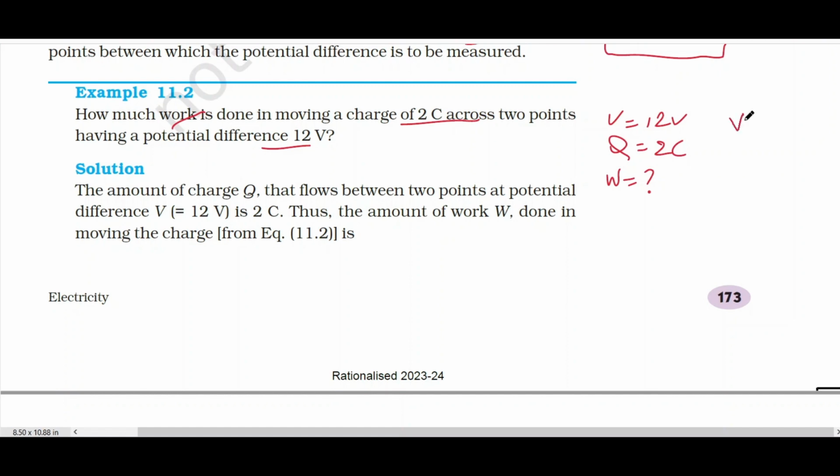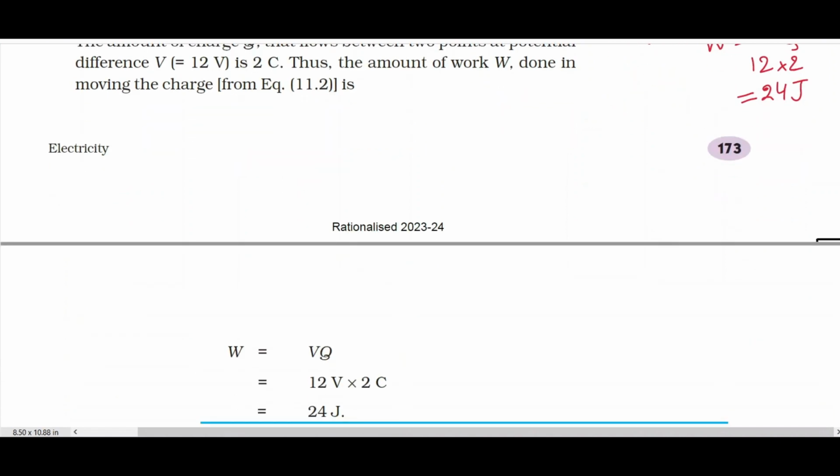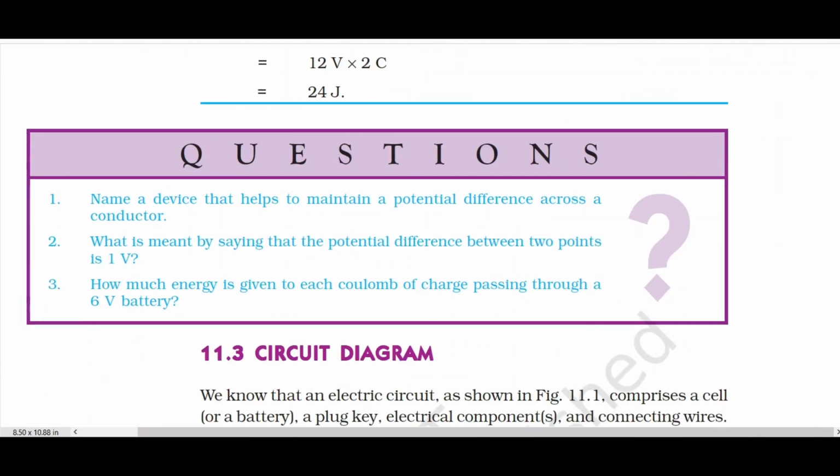हमारा फॉर्मूला क्या था? V is equals to W upon Q. सो हाउ कैन वी कैलकुलेट W इज इक्वल्स टू V इंटू Q. यहाँ पे V हमें दिया है 12 एंड हमें Q दिया है 2. So what would be the work done here? 12 into 2, which is 24 joules. Okay. So this is a fairly simple question, and your answer is 24 joules.